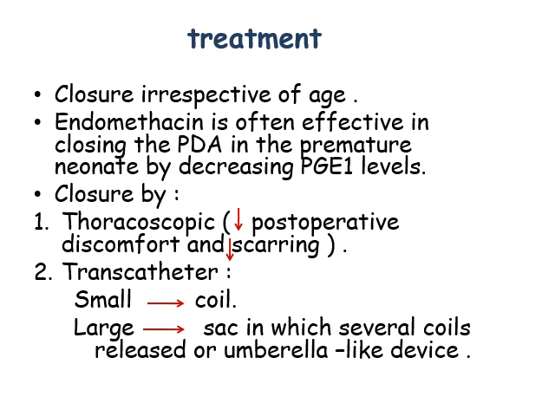Indomethacin is often effective in closing the PDA in premature neonates by decreasing prostaglandin E1 level. Closure is either, number 1, by thoracoscope, which decreases post-operative discomfort and scarring, or number 2, by transcatheter. If it is small, by coil; when it is large, by a sac in which several coils are released, or an umbrella-like device that causes closure of the PDA.